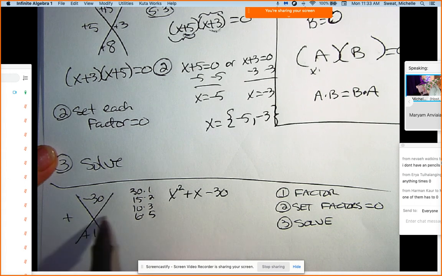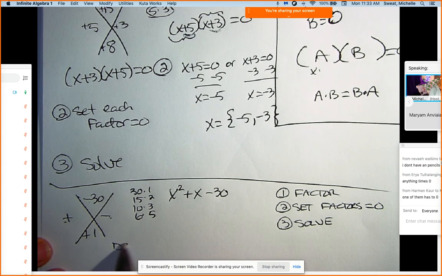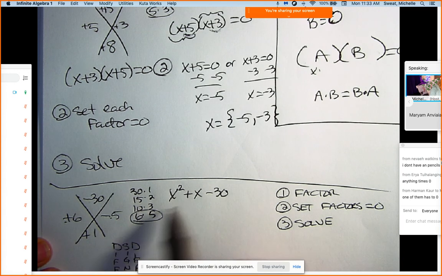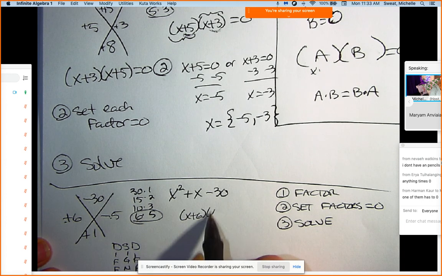These have to be different signs because that's a negative. That's the only way you can get a negative when you have two numbers multiplying together. The difference of my factors, so different sign, difference. I need the difference of my factors to be 1. 6 is bigger, so it needs to be positive. So I'm now going to rewrite this, step 2, as x plus 6, x minus 5.